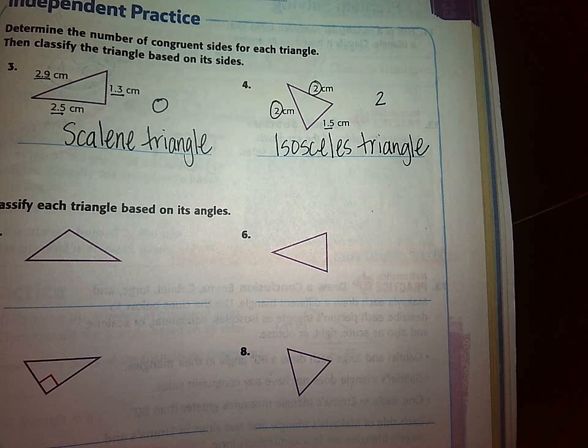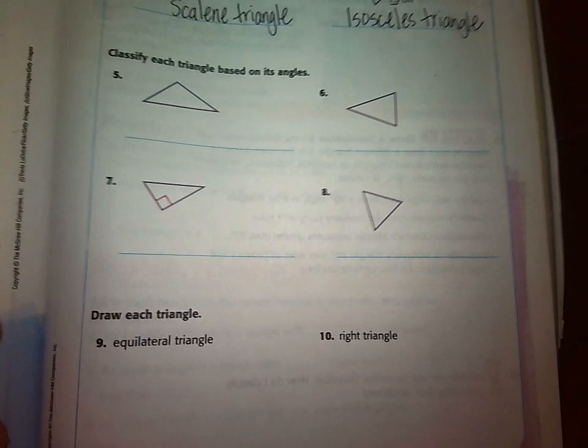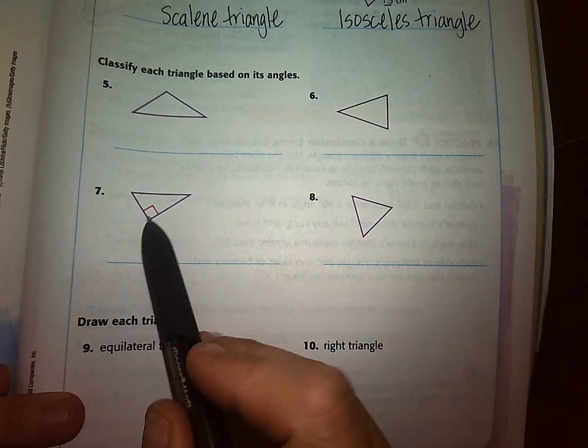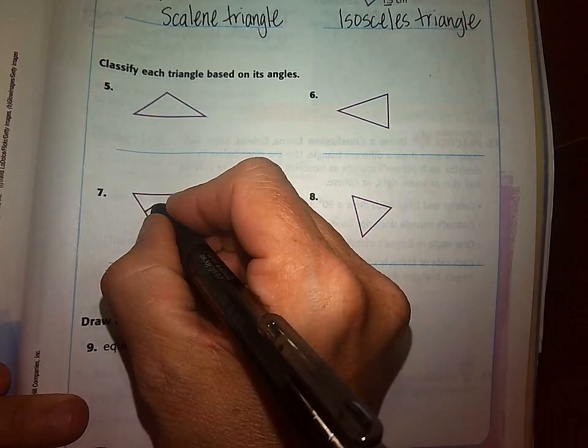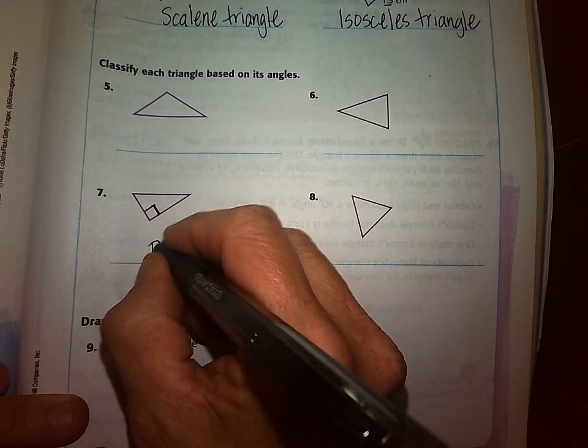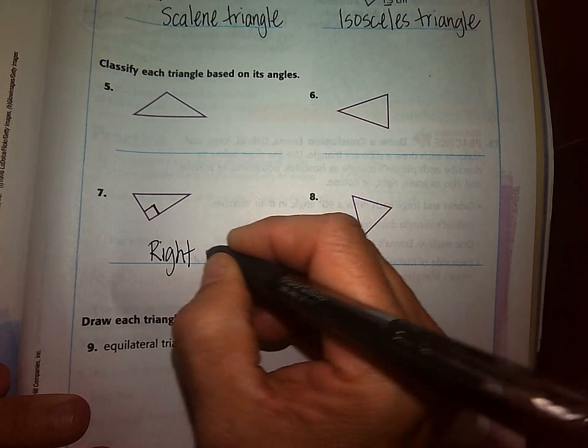Okay, for problems 5 through 8, we're going to do it by its angles. Now, this one has that square, and remember, I told you that square means it has a right angle, so it is automatically a right triangle.